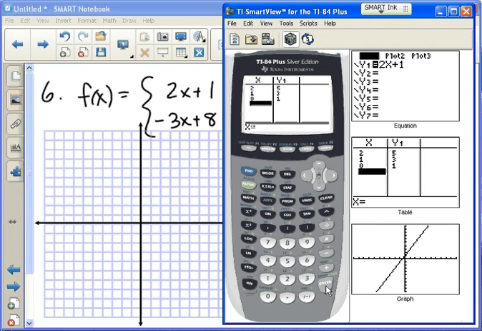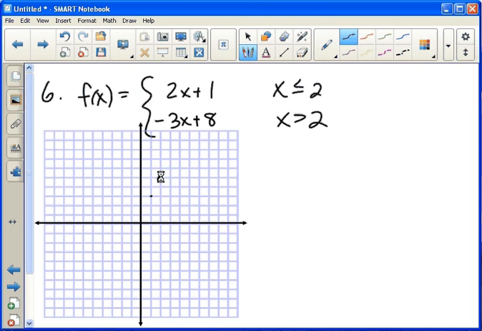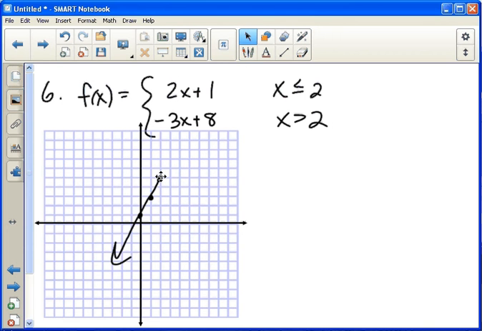(2, 5), (1, 3), and (0, 1). Now I cannot go this way because that's greater than 2. So I have to draw this arrow this way. So that gives me the 2x plus 1 portion. Now let's do the -3x plus 8.